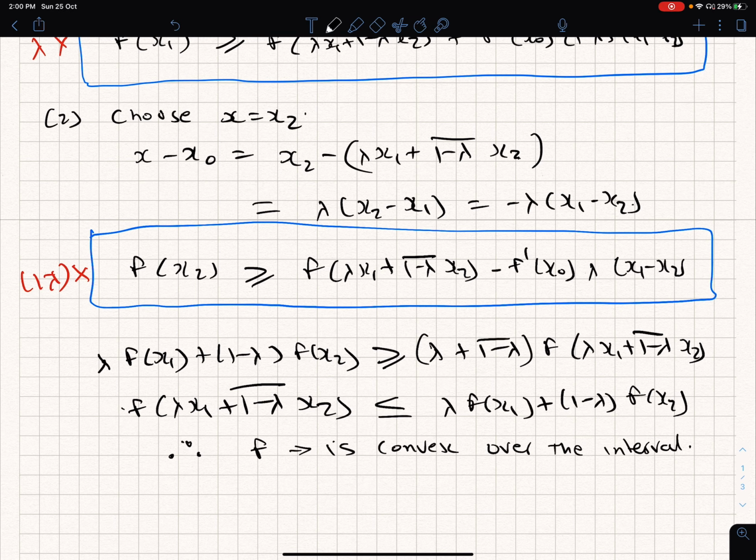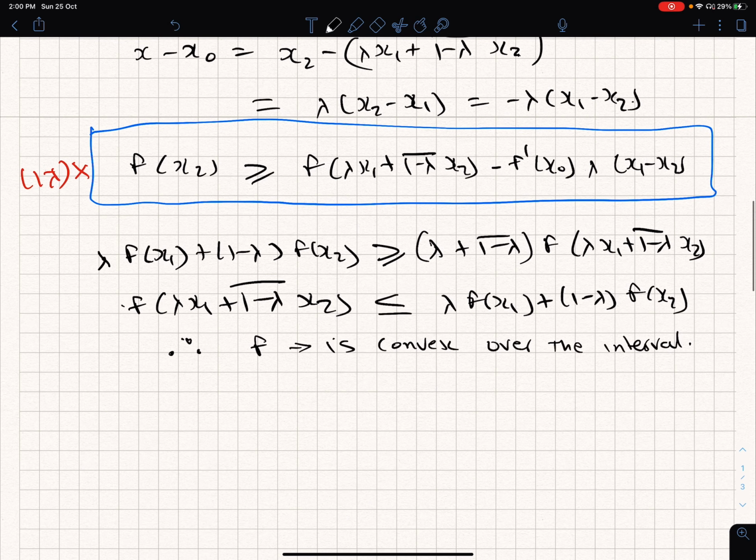This is an important thing that we have done. This way we can actually easily check whether the function is convex or not. For example, let's look at some examples now very quickly.